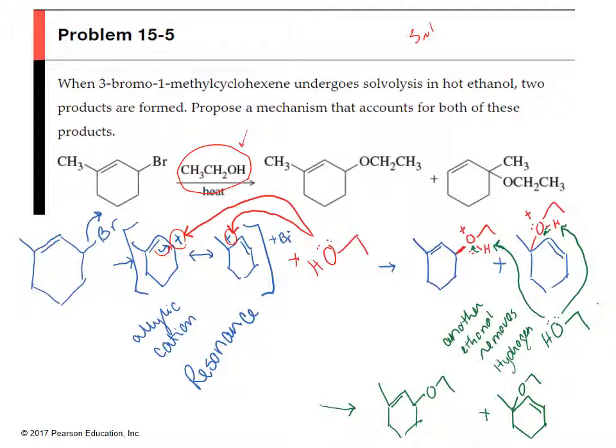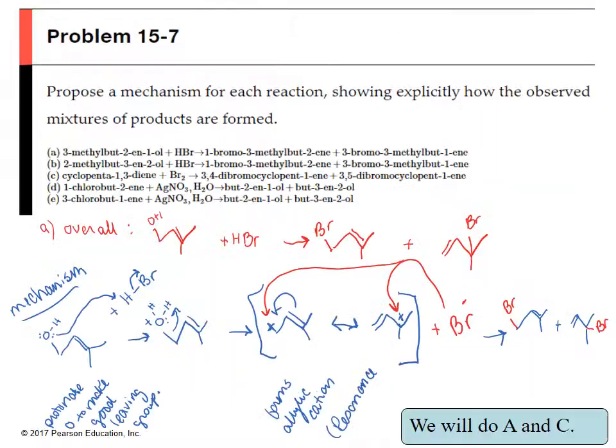Then another step involves another molecule of ethanol coming in and taking away these 2 hydrogens to give me my neutral products. Okay, so this was an SN1 reaction. The carbocation didn't rearrange, but it went through resonance to give you 2 positions where the ethanol could add.